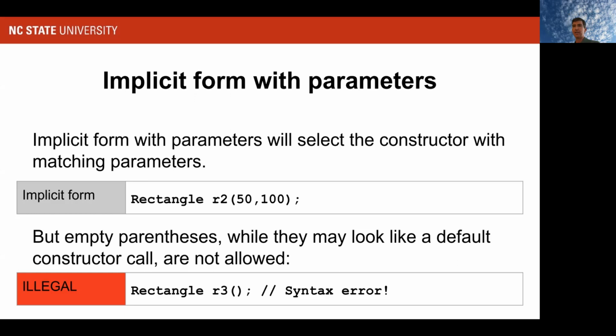Okay, now you might be tempted to make a default constructor call the following way, like let's create rectangle R3 and then put open and close parentheses after it to indicate to the compiler to call the default constructor. Honestly, it makes perfect sense. Why wouldn't that work? But it doesn't work. It's a syntax error. So the only time we can use this implicit notation is with a parameterized constructor.